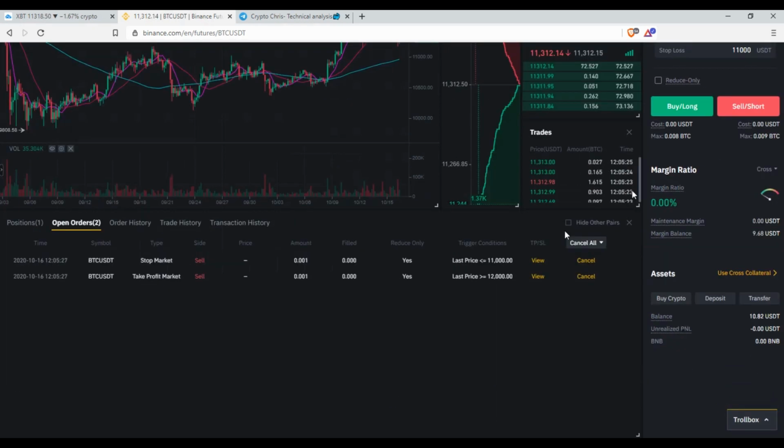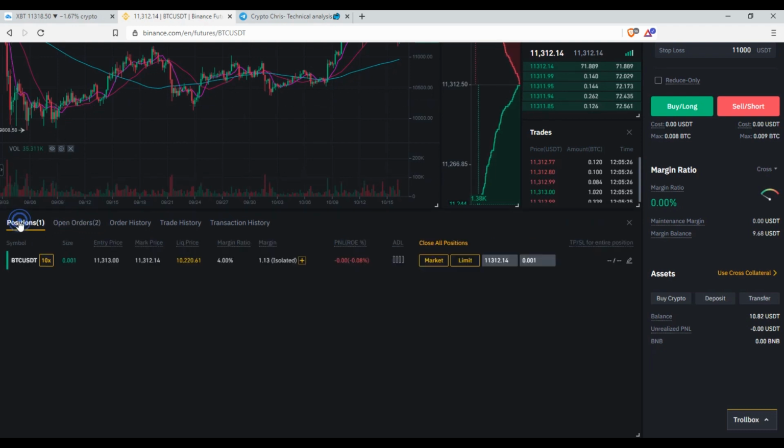and what you'll be able to see is now I have an open order. So I have a current position open on a 10x BTC buy order. The size is 0.001. Entry price is 11,313. My liquidation price is 10,220. So if it goes to that amount, I'll be completely liquidated. And here it gives me my current P&L.